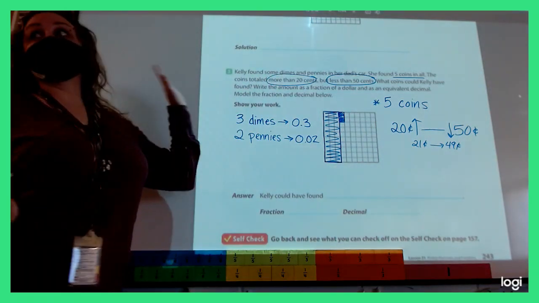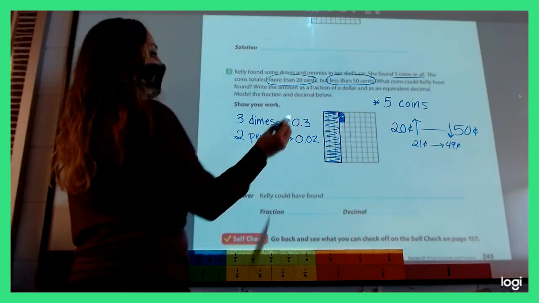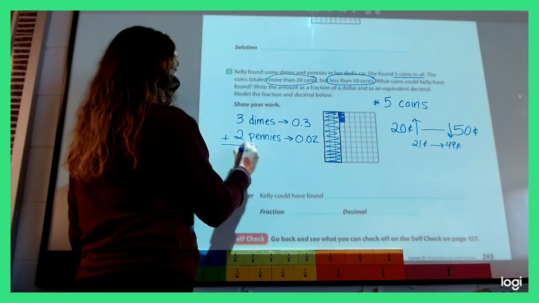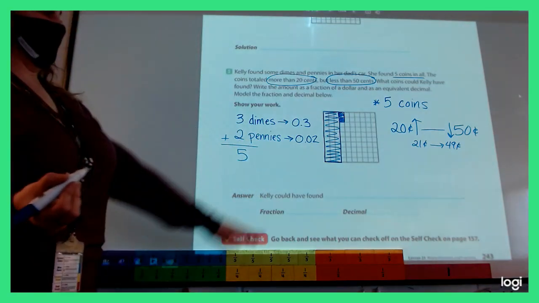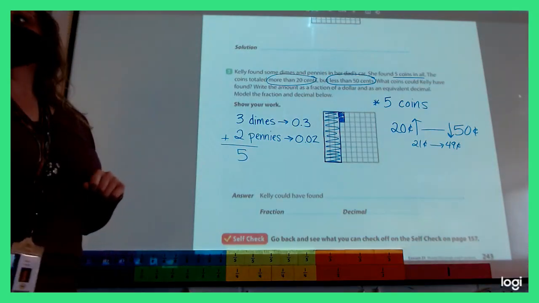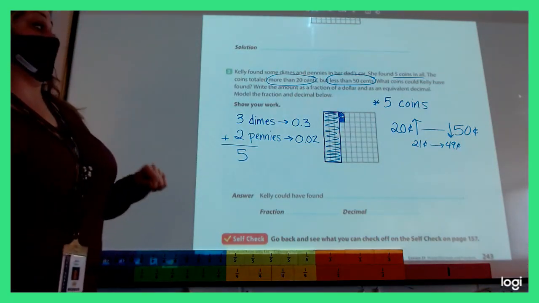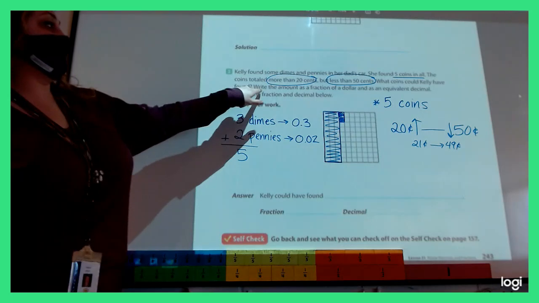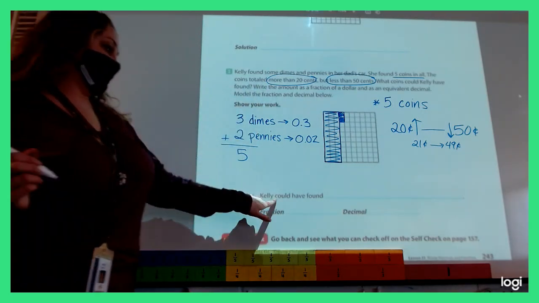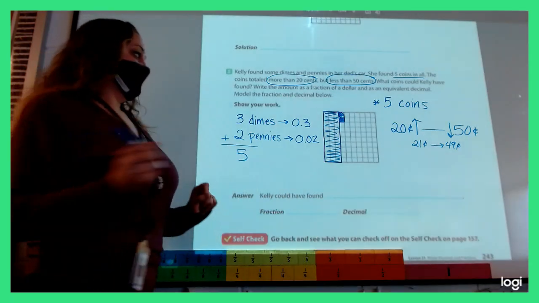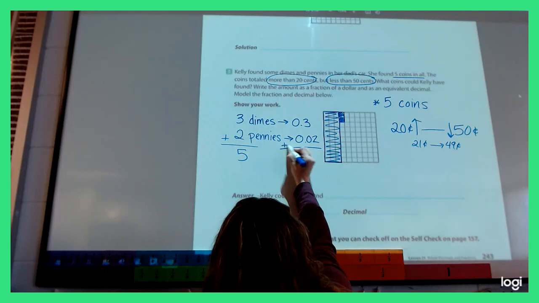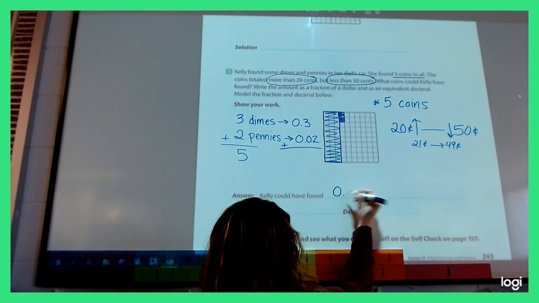Now let's see if we met all the criteria. We have 5 coins, right? 2 dimes, or 3 dimes, 2 pennies, that's 5 coins. Is my amount in between 21 cents and 49 cents? I can tell you guys are getting sleepy, but yes, you're nodding. All right, so now we need to write the amount as a fraction of a dollar and as an equivalent decimal. So Kelly could have found, so far we said that she found 32 cents. If I add this together, I know I'm going fast, guys. We just have to go soon. Question.